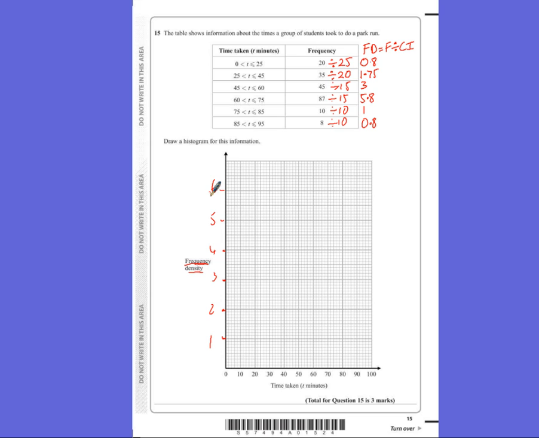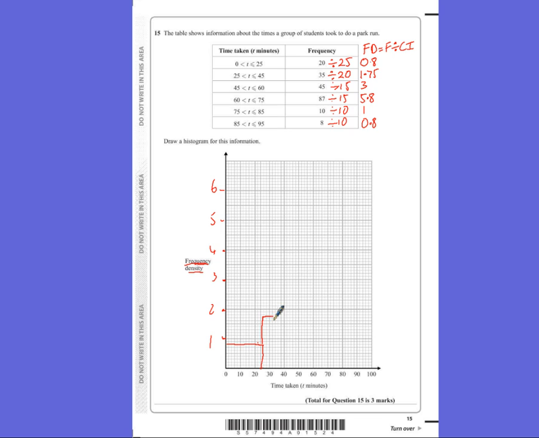And that would mean that each square is worth 0.1, which makes it quite easy for us. So the first one is going to be 0.8 tall, and it's going to go up to 25. So 25 is right in the middle here, and 0.8 is just here. So we need to be really careful to make sure we go to the middle and go to there. The next one is 1.75 and goes up to 45. So 1.75, again, going up through the middle of here.